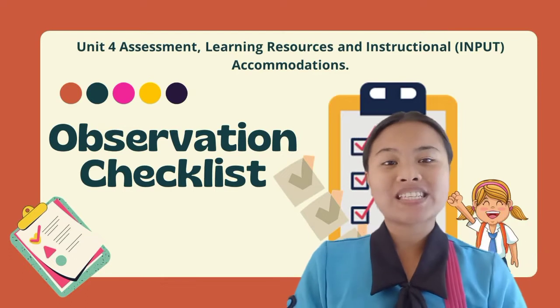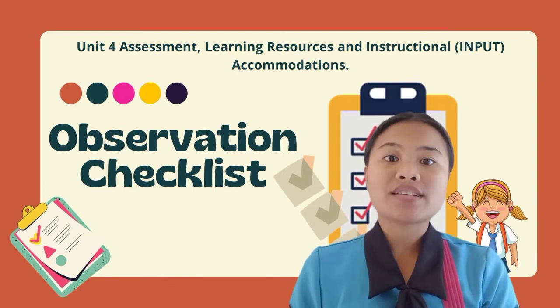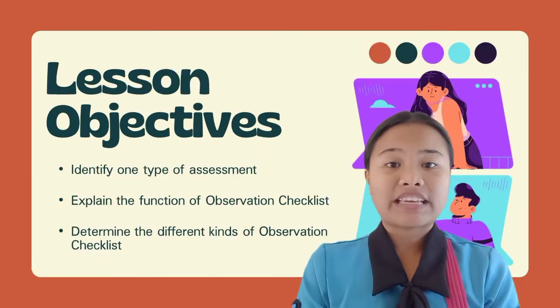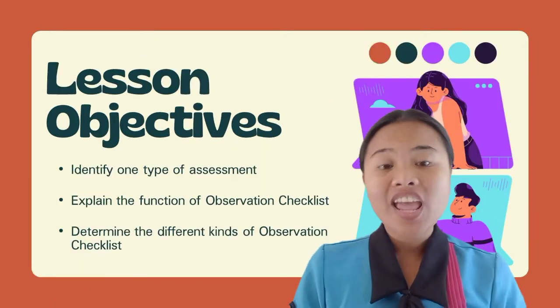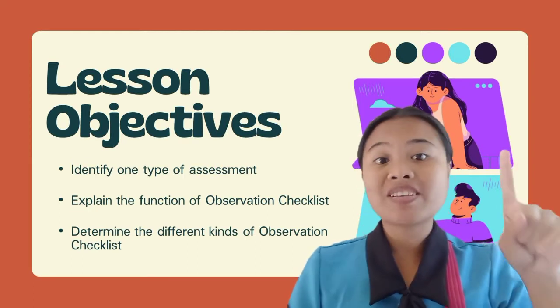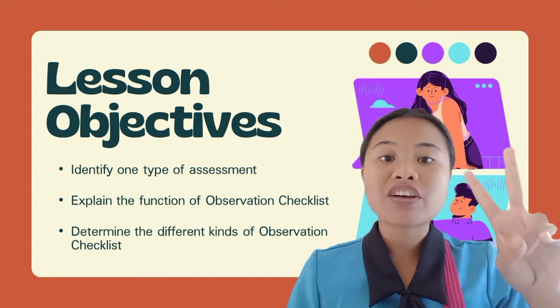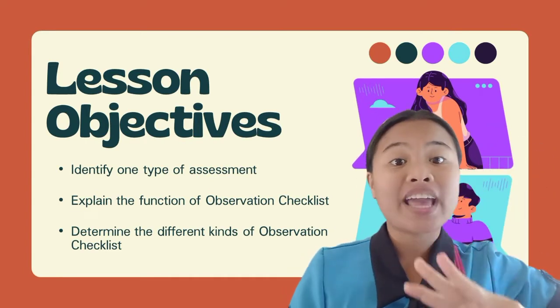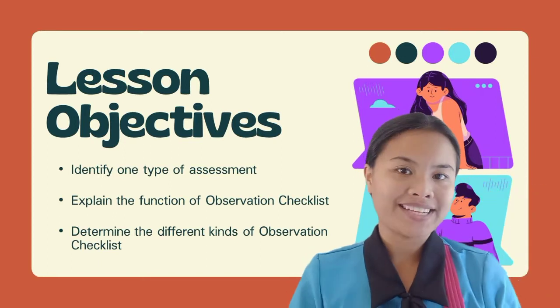So for today's video, let us talk about the Unit 4 assessment, learning resources, and instructional or the input accommodations. The objectives: at the end of the lesson, the students will be able to identify one type of assessment, explain the function of observation checklist, determine the different kinds of observation checklist.